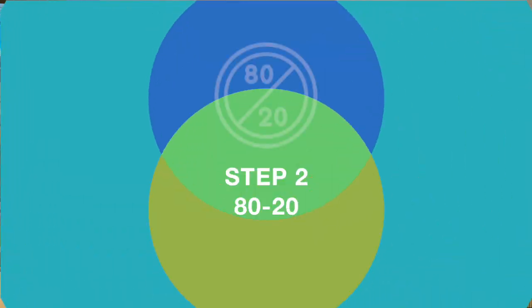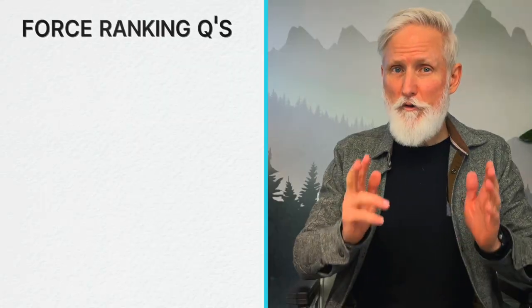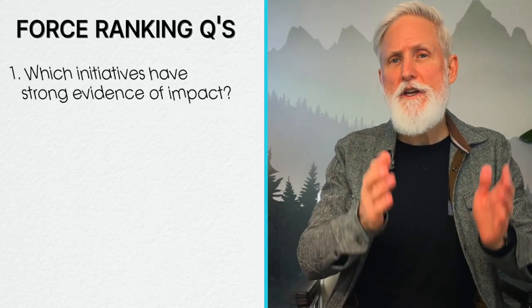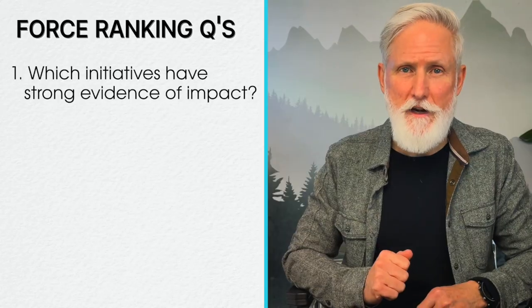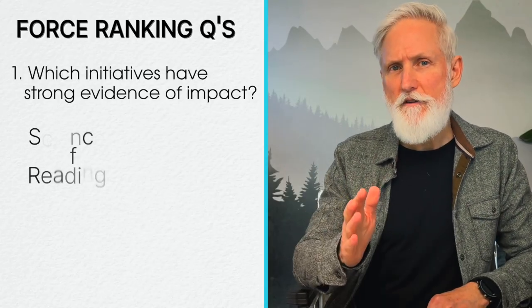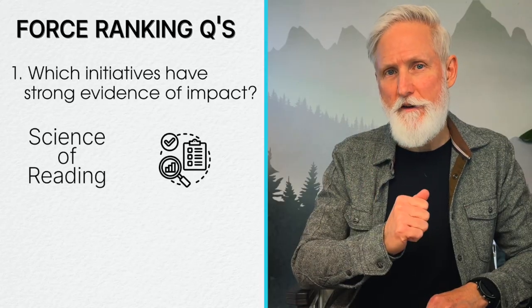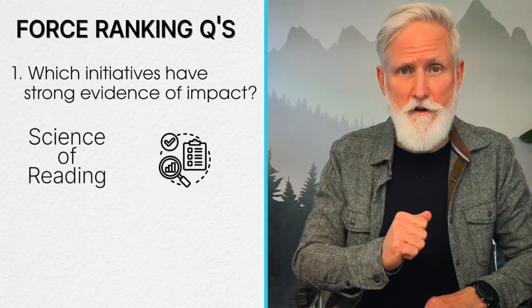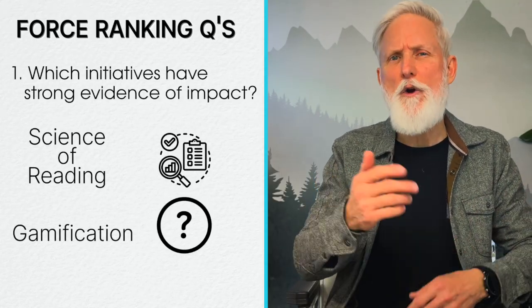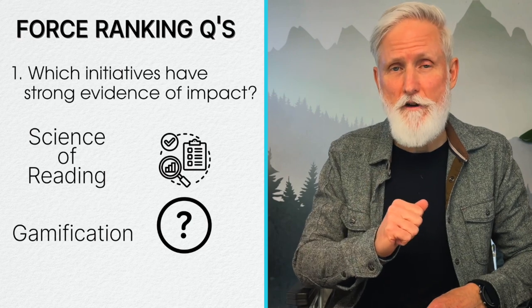Step 2. Apply the 80-20 analysis. Now your leadership team asks, which 20% of these initiatives will produce 80% of our student achievement gains? Force rank them. Use 3 questions. Question 1. Which initiatives have strong evidence of impact, either from research or from our own building data? Your Science of Reading implementation is research validated and showing growth in your benchmark data. Your gamification platform has engagement metrics but no research base and no measurable impact on student achievement.